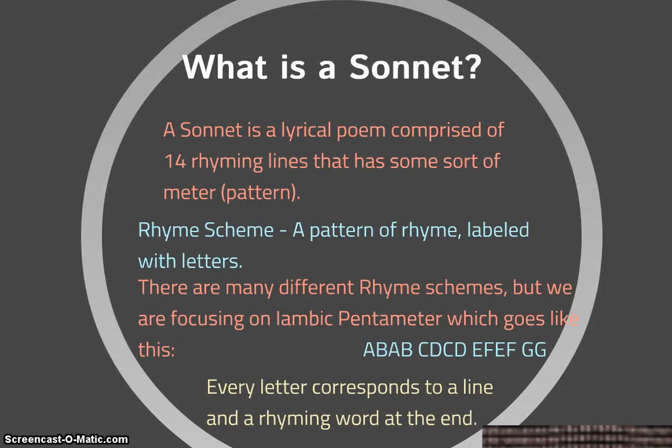What is a sonnet? A sonnet is a lyrical poem comprised of 14 rhyming lines that has some sort of meter or pattern. A rhyme scheme is a pattern of rhyme labeled with letters.